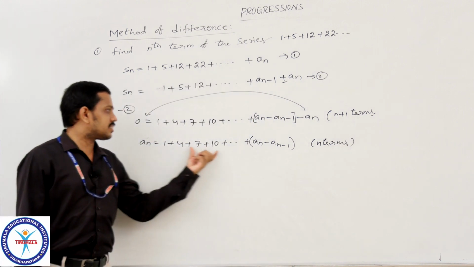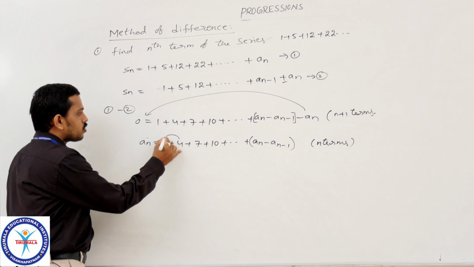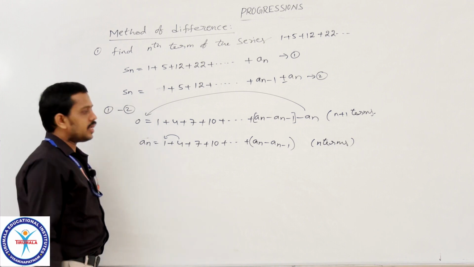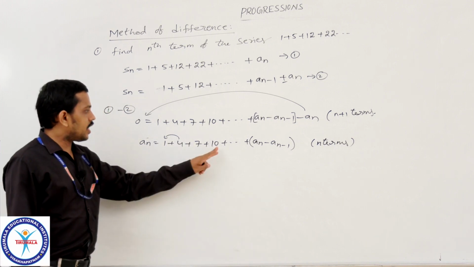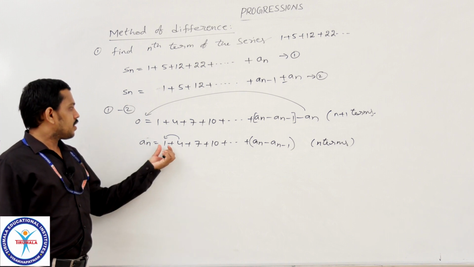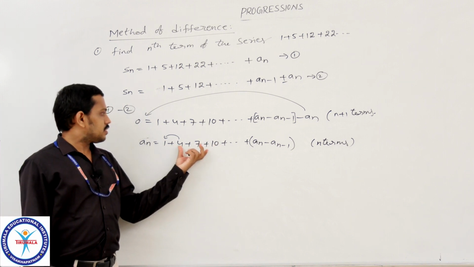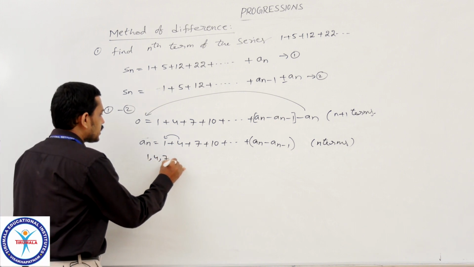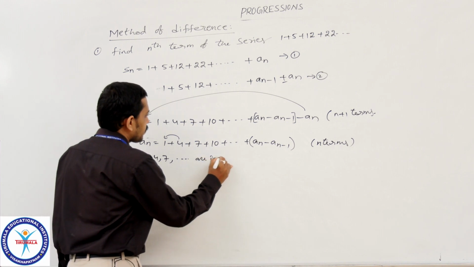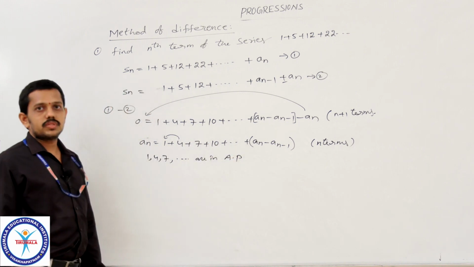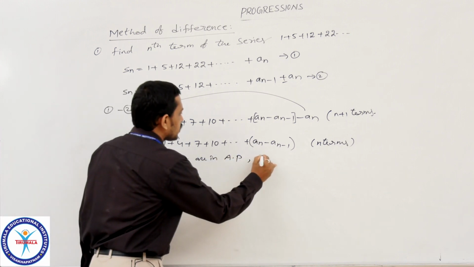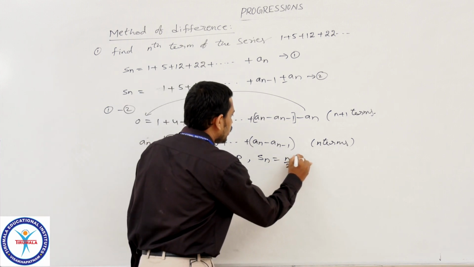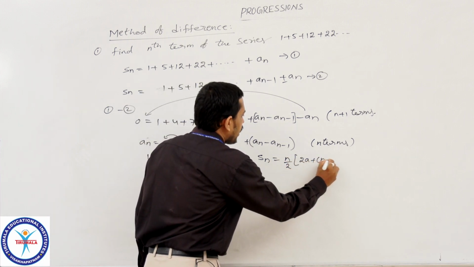Now, when we observe this series, what is the difference between two consecutive numbers? 4 minus 1 is 3, 7 minus 4 is 3, 10 minus 7 is 3. This means the terms in this series are in AP. Therefore, 1, 4, 7 and so on are in arithmetic progression. In arithmetic progression, what is the sum to n terms? Sn is equal to n by 2 into 2a plus n minus 1 into d.